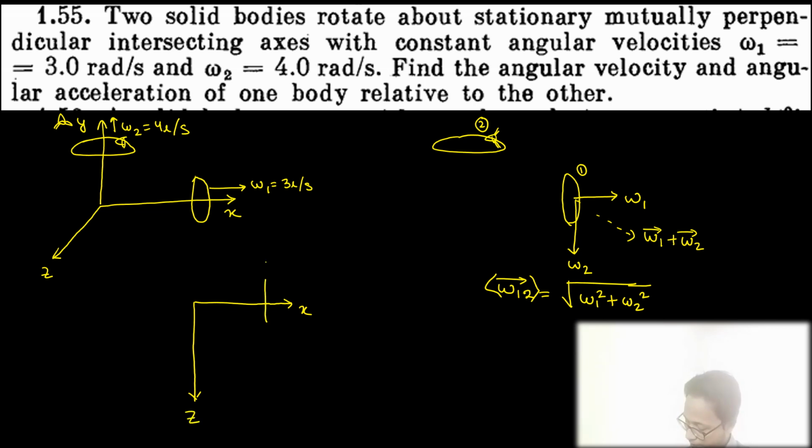This is wheel 1, and this is wheel 2. Wheel 2 is rotating in this direction with omega 2 velocity. If you put your observer here, imagine yourself sitting on the rim of this disk. What will happen? You will see this disk rotating in this circular orbit.